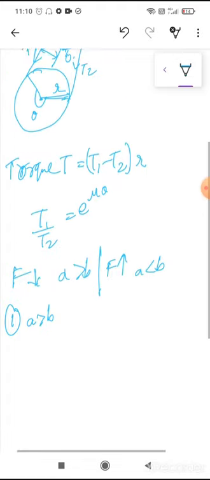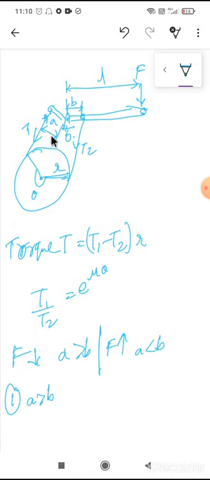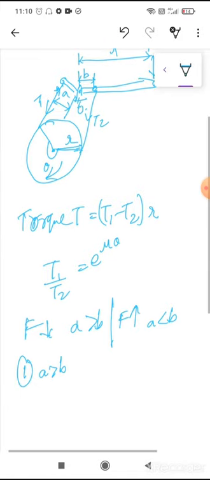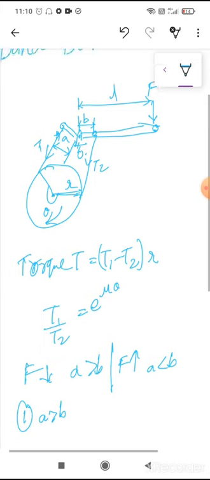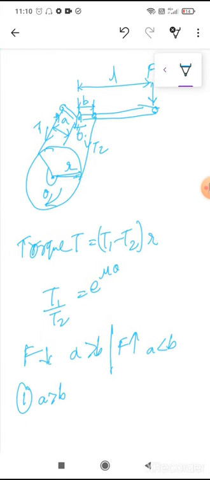Suppose the same figure we can use for counterclockwise rotation also. Suppose this will be counterclockwise rotation here. So let's see the various forces acting on this. Let me erase this.